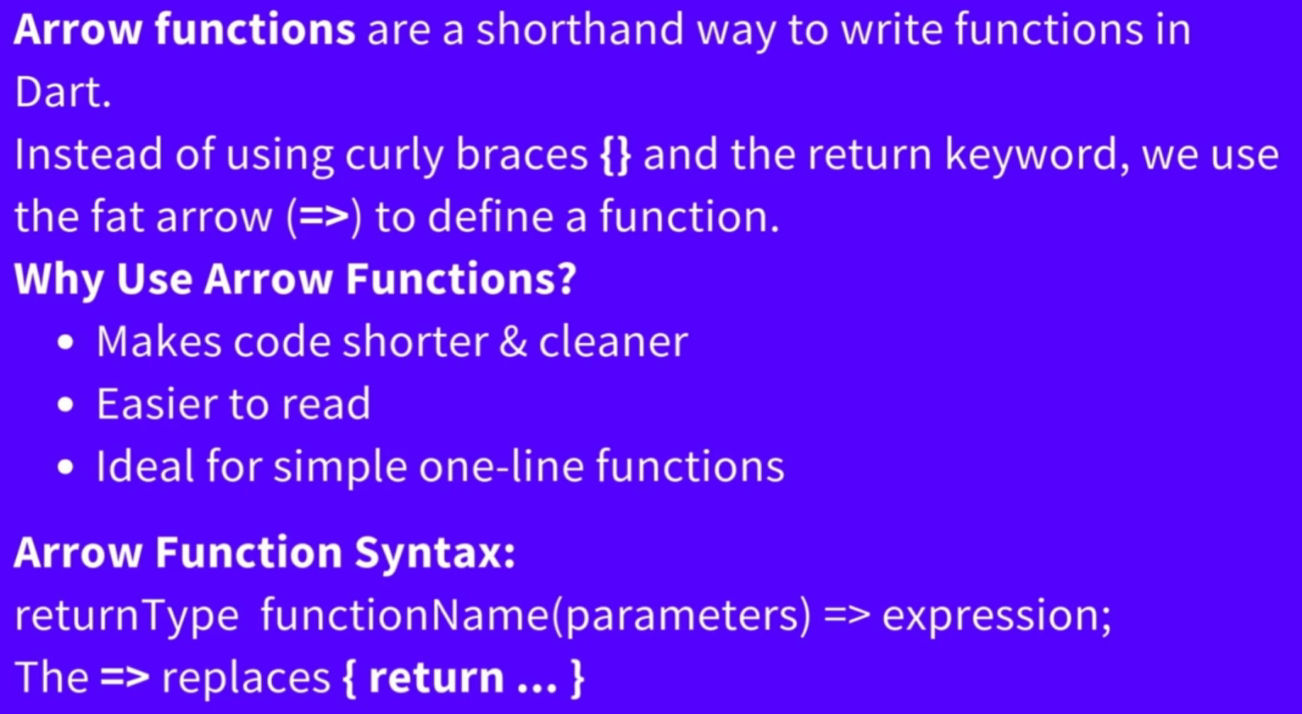First, they make the code shorter and cleaner, reducing unnecessary syntax. Second, they improve readability, making it easier to understand at a glance. And finally, they are perfect for simple one-line functions where we just need to return a value. The syntax is straightforward. Instead of writing a full function with curly braces and a return statement, we simply use the fat arrow to return a value directly. This makes our code more efficient and elegant, especially when working with small functions.